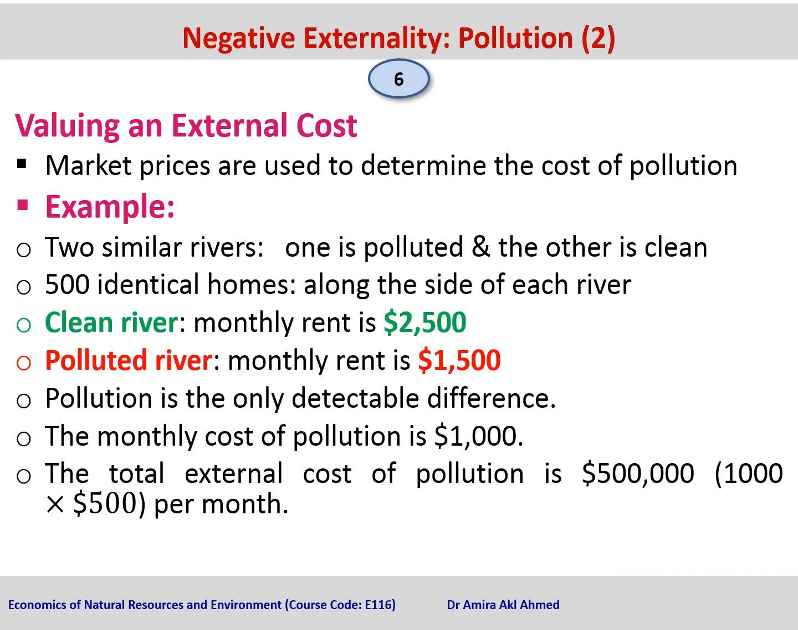Now, a relevant question might be how to determine a monetary value for external costs such as pollution. Well, economists use market prices to determine a monetary value of the cost of pollution. To make this point clear, let's consider an example. Suppose that there are two similar rivers. One is polluted, whereas the other is clean.